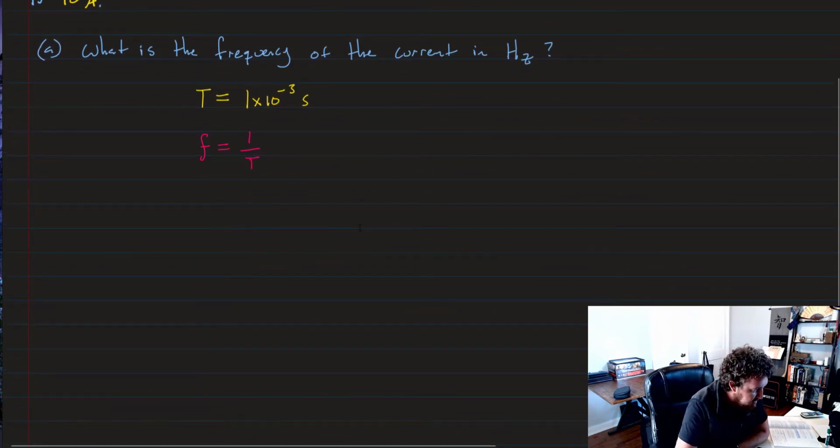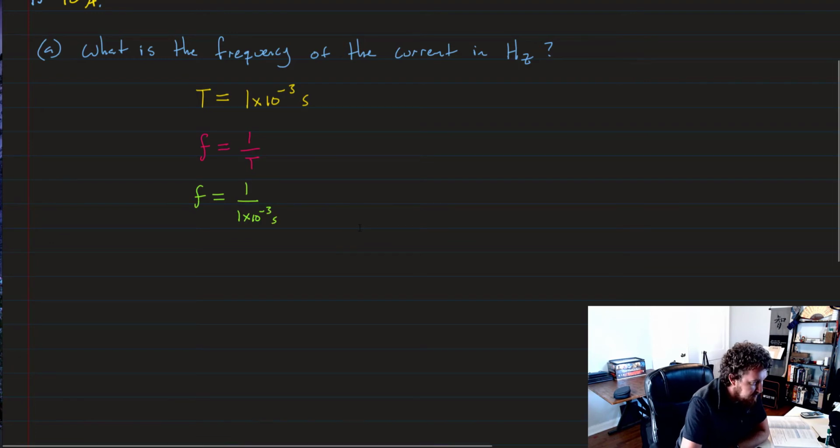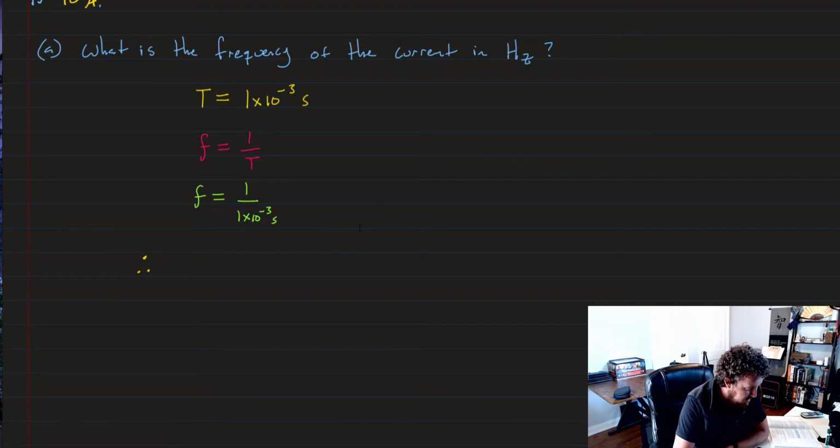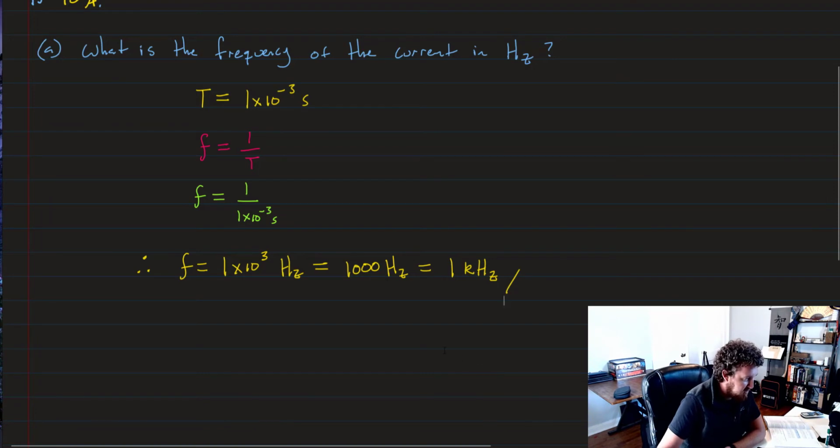So we just plug and chug. We'll say that f is equal to 1 over 1 times 10 to the negative third seconds. And if you plug that into your calculator, or just reason it out in your mind, you'll get that the frequency is equal to 1 times 10 to the positive third hertz. You can also say that's equal to 1,000 hertz. It's also equal to 1 kilohertz. So there we go. We knew what the period was. We knew our equation for frequency in hertz. We plugged it in and we got our answer, 1,000 hertz.